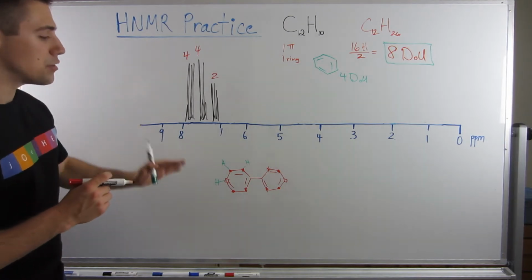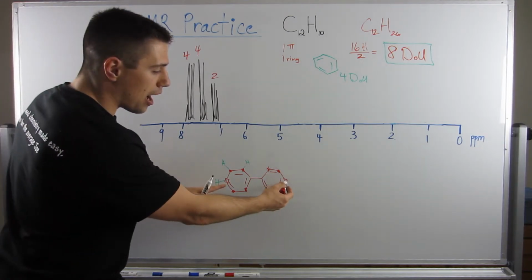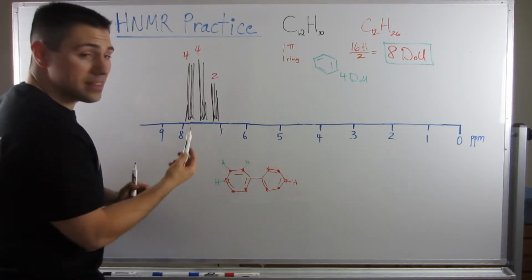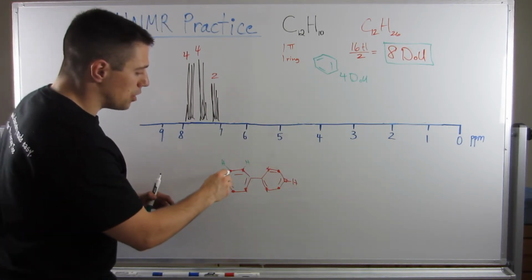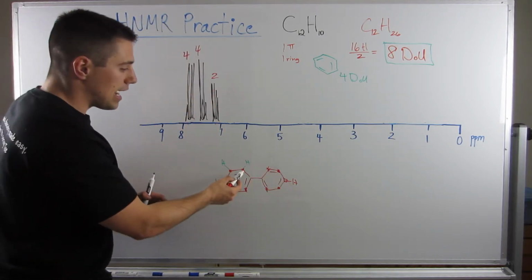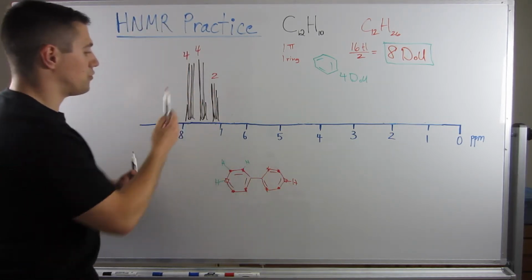And let's see if the integrations match up. Well, this box position has 2 hydrogens represented. Well, that could be this peak. And my dot, 4 hydrogens there. There we go. And the asterisk also represents 4.